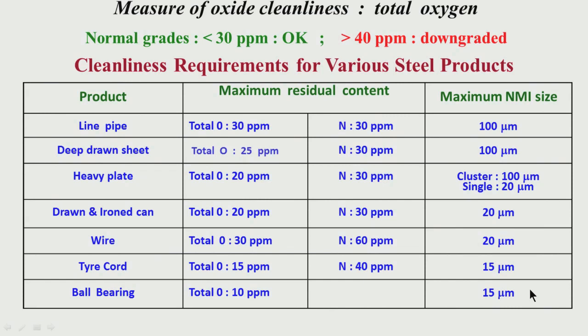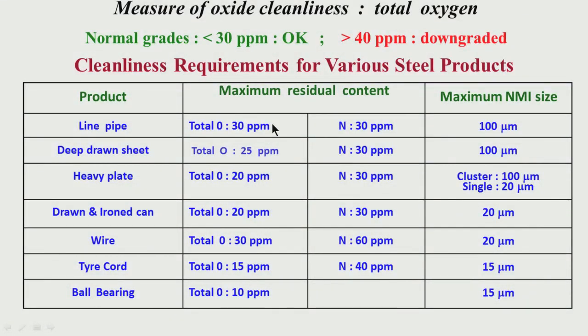Suppose we have a cast slab where we have an inclusion level or a residual content of total oxygen of, say, 30 ppm, and we want to produce a heavy plate from that. Can we do that? No, but maybe we can make a line pipe steel from that, because for line pipe steel the limit of 30 ppm is allowed, but for heavy plate only 20 ppm is allowed. That means when you are producing the slab, at that stage we have to decide whether the slab can be processed for heavy plate or cannot be processed.